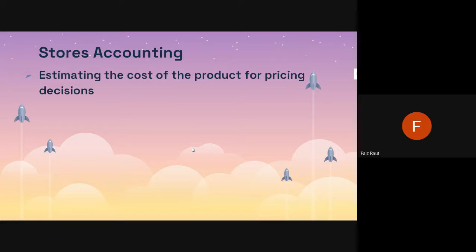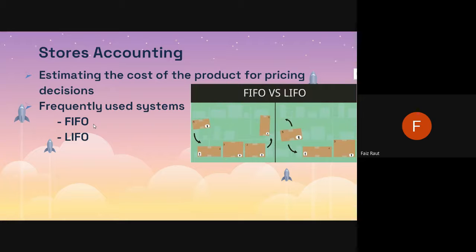The stores is important, and accounting is important because the cost of the product is decided by it, and pricing is also involved. One of the methods is FIFO. FIFO stands for first in, first out. If you don't know, it means the products which come in first will be sold out first, meaning sent out first. And LIFO is last in, first out. The products which have recently come in will be sent out first.